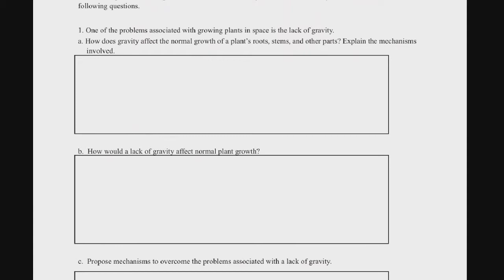And so according to the acid growth hypothesis, auxin concentrates in this region and stimulates proton pumps, which lower the pH in the cell wall. This activates enzymes that break the cross-links between cellulose and allow the cell to elongate. So that's how gravity affects the plant normally, in that auxin is the main driving force for elongation.